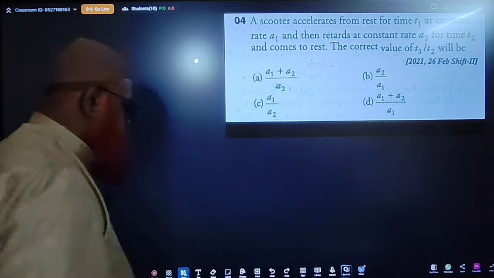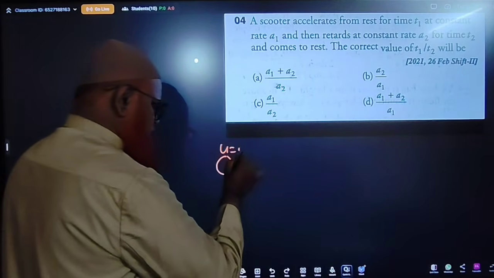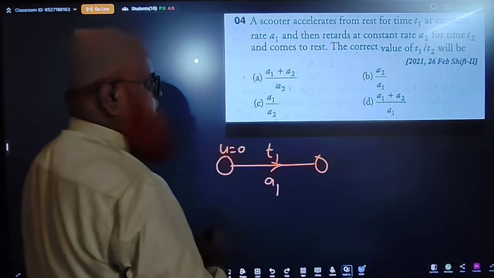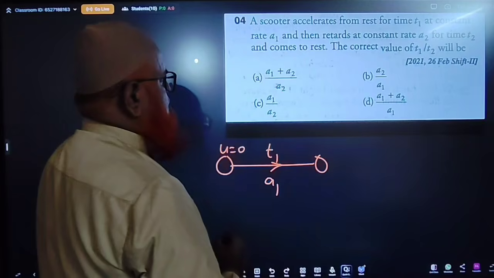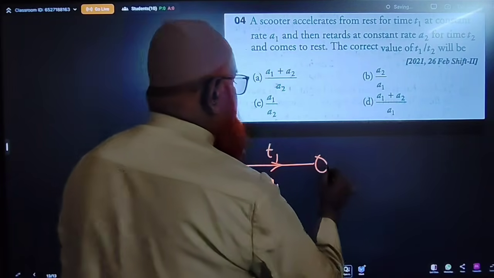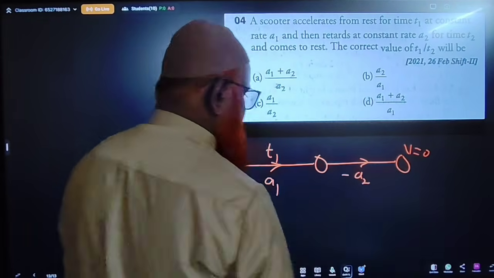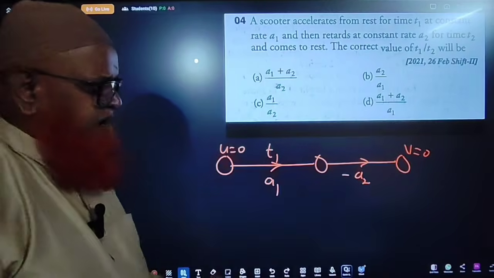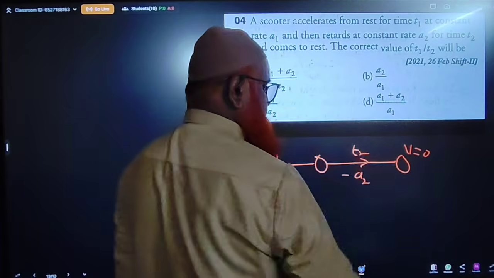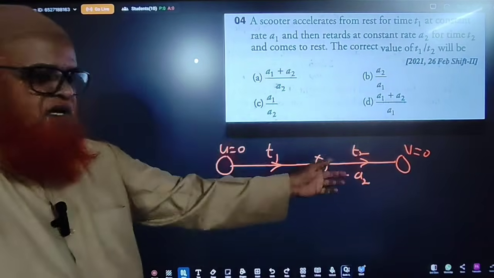See this question now. A scooter accelerates from rest. Initial velocity is 0. Let the acceleration be a1 and the time be t1, at a constant acceleration of a1. Then brakes are applied and it is going to stop once again here, and the acceleration is minus a2. In the deceleration case, when brakes are applied the acceleration becomes negative, and the time taken is t2. What is the ratio of times t1 and t2, it is asking.